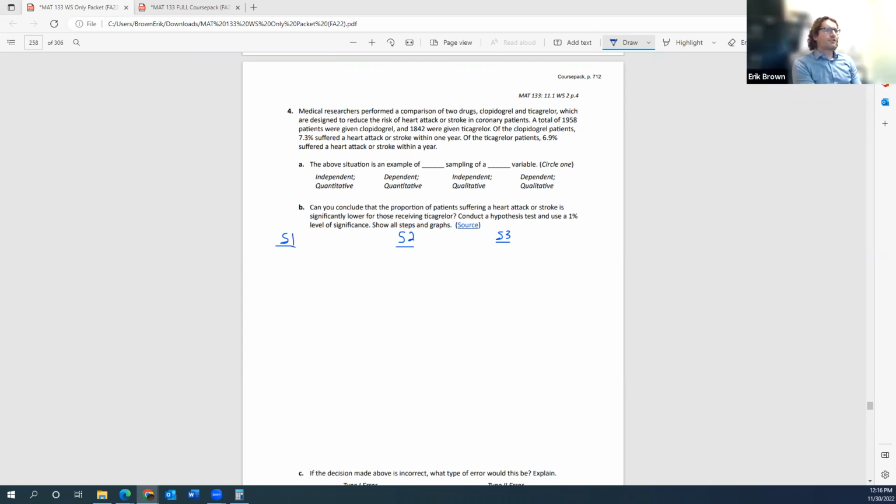Okay, that was 5 minutes. How do you feel about A? What did you all say for that one? Let's just start there. Independent quantitative. I just didn't know if it was independent or dependent since both of the drugs reduce the risk, like they kind of do the same thing, even though they're like two separate drugs.